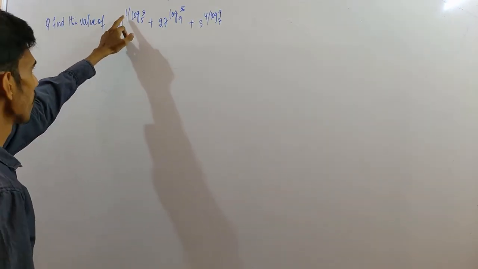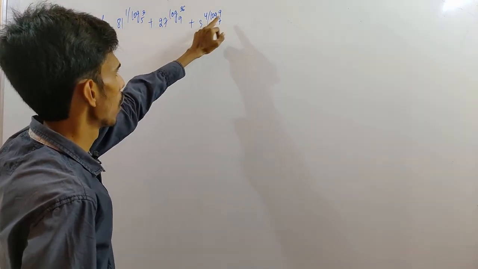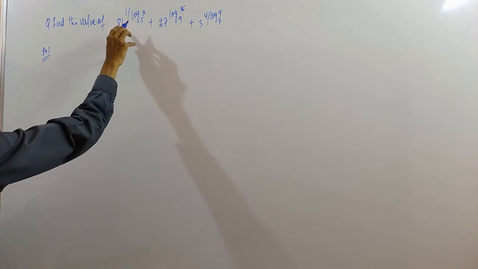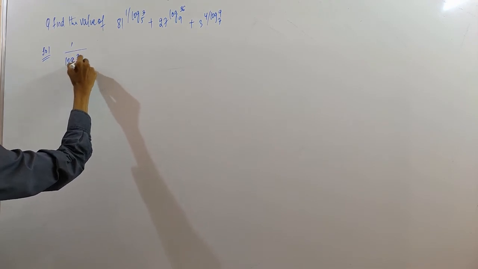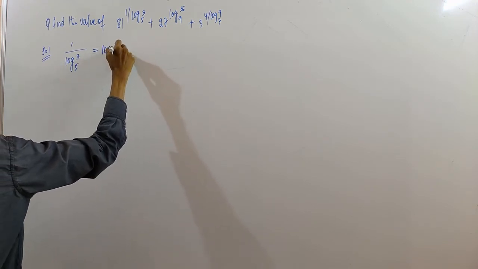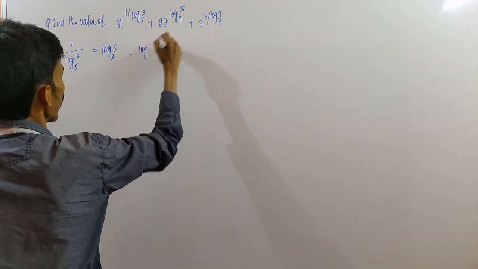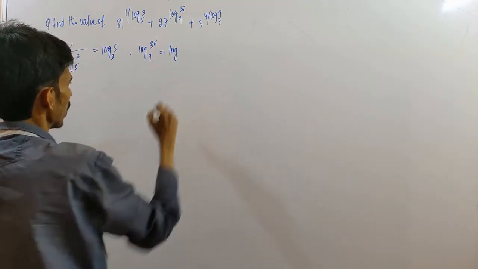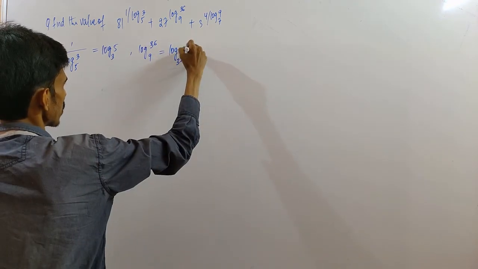Find the value of 81 to the power 1 by log 3 base 5, plus 27 to the power log 36 base 9, plus 3 to the power 4 by log 9 base 7. Now consider the power of 81. We have 1 by log 3 base 5. This can be written as log 5 base 3, interchanging these two. Similarly, consider the power log 36 base 9. Here 9 can be written as 3 square and 36 can be written as 6 square.